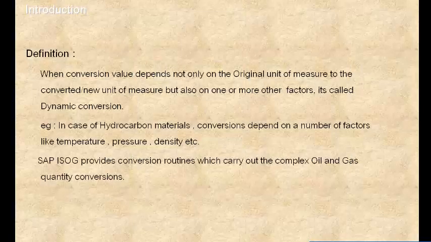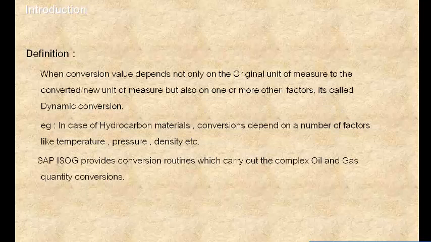Dynamic conversion only happens in SAP IS-Oil and Gas for natural products, when the conversion value depends not only on the original unit of measure and the converted one, but also on some other factors. That is called dynamic conversion. In the case of hydrocarbon materials, conversions depend on a number of factors like temperature, pressure, and density. The simple formula is PV = nRT.